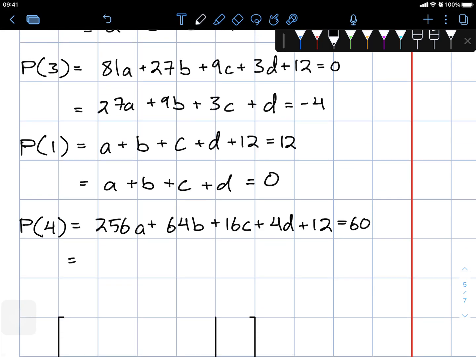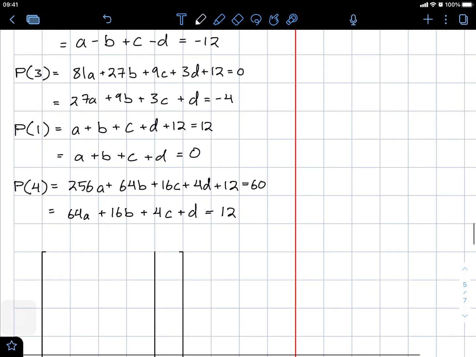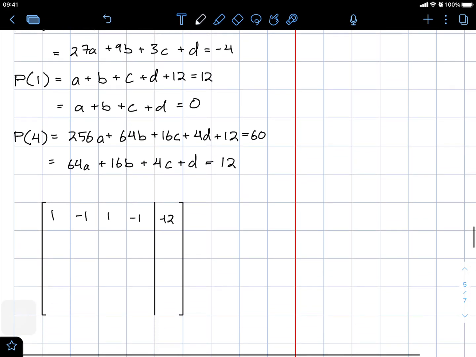And from this one, I'm going to divide everything by 4, which will give me 64A plus 16B plus 4C plus D equals, when I move this across, it'll give me 48. 48 divided by 4 is 12. So we have 4 unique equations here, taking the coefficients 1, negative 1, 1, negative 1 equals negative 12. 1, negative 1, 1, negative 1, negative 12. Same goes for all of these.